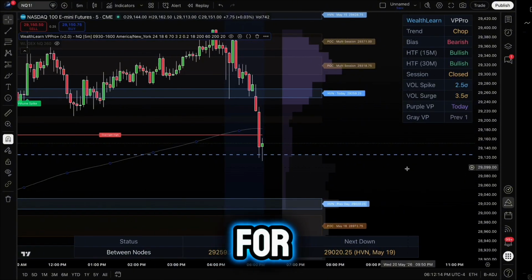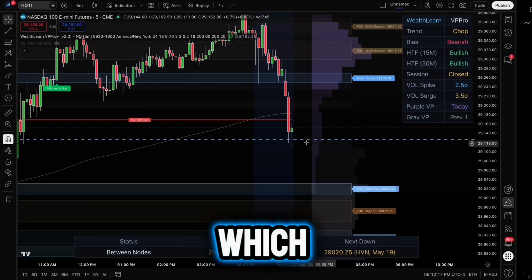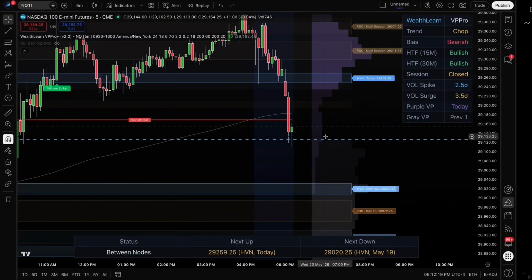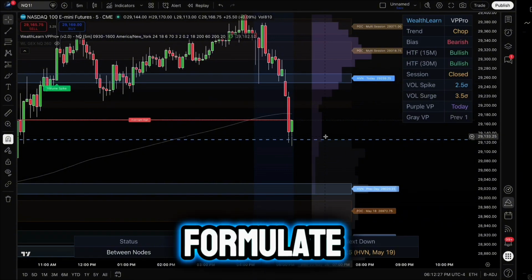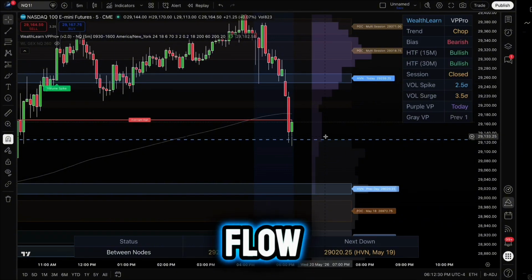Right now in real time, for example, you can see price reacting around this blue dotted line, which is the previous day's high. This matters because even with all the biases that we built from the terminal, this level and reaction itself is not enough to formulate an exact entry, and that's where the order flow concept comes in.